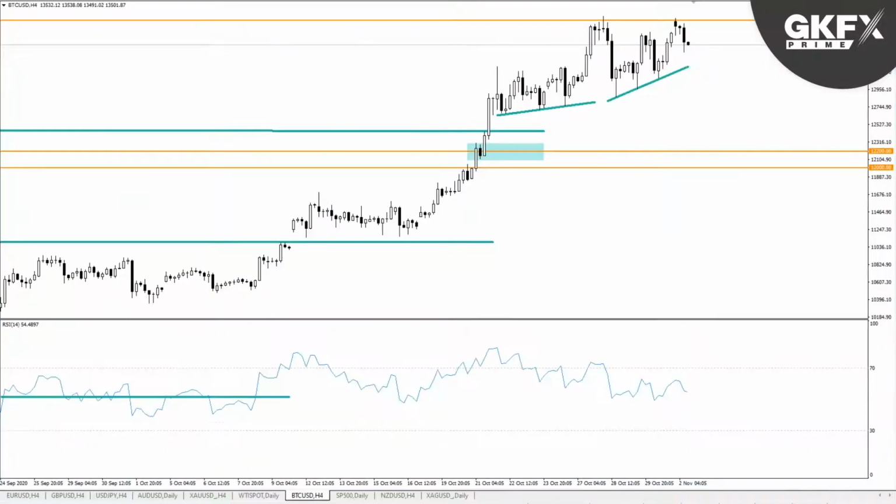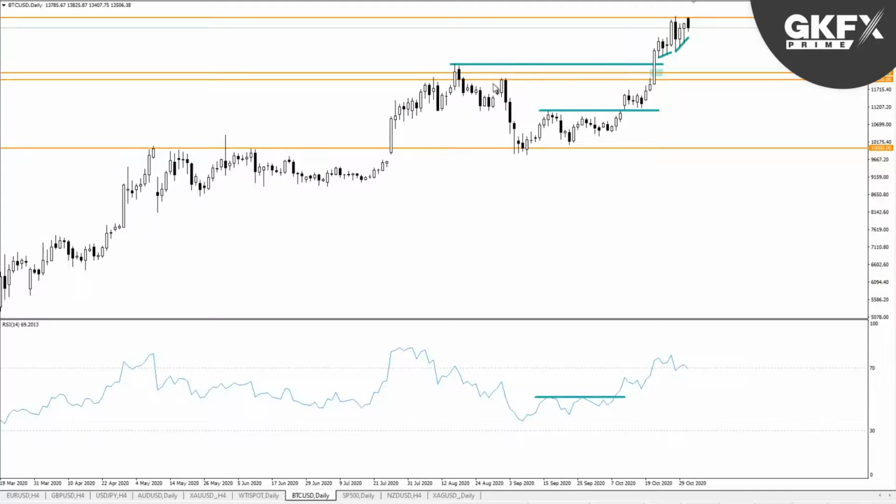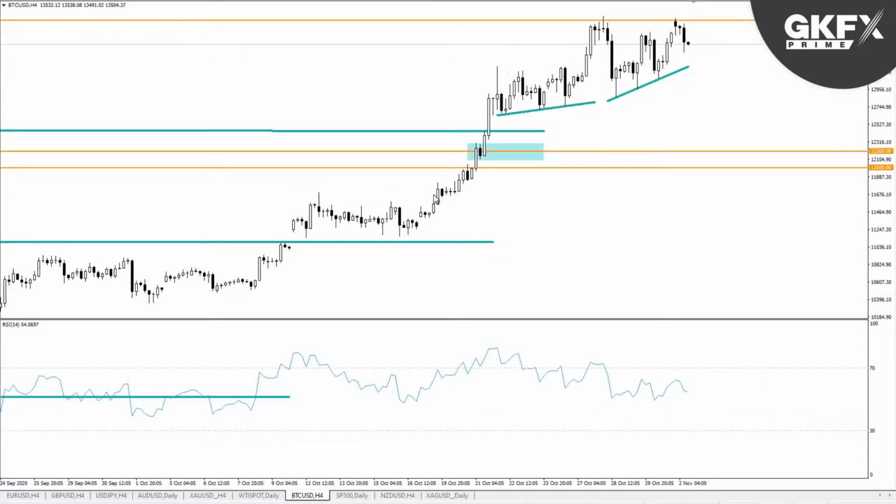Okay, let's move on to Bitcoin. This has been very interesting. If you remember last week, we kind of topped out here. I was looking for a pullback into this area because it was the old high, and also coincided with a Fibonacci pullback. If we'd drawn Fibonacci through this zone here, then that would have been a confluence of support.